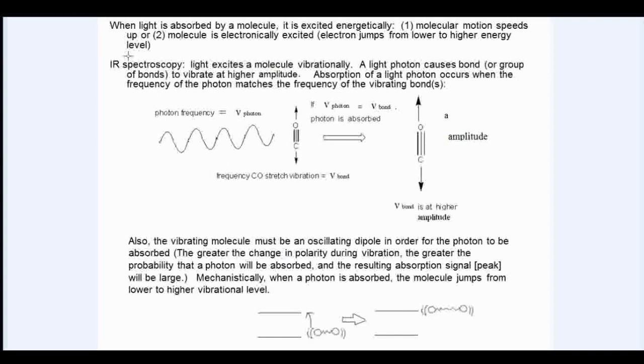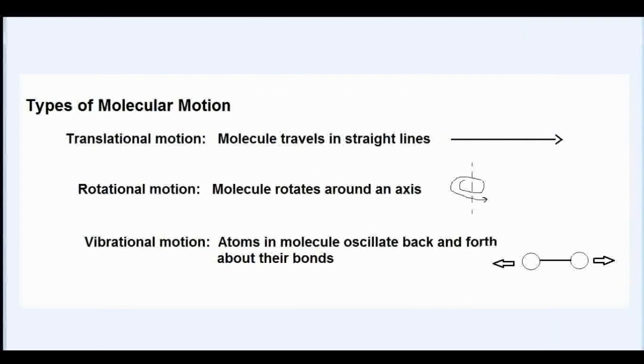Let me explain. Molecules are in a continual state of motion, and there are three types of molecular motion. The first type is called translational motion. It occurs in gas and liquid states. For translational motion, a molecule travels in straight lines. That is, if a molecule travels from point A to point B, essentially in a straight line, we say it's undergoing translational motion.